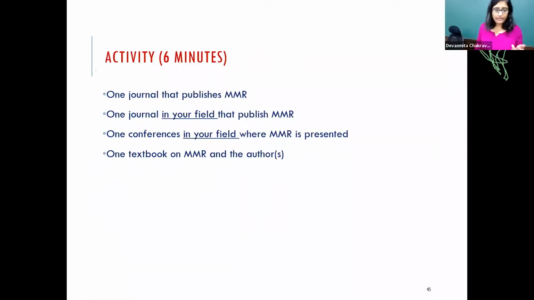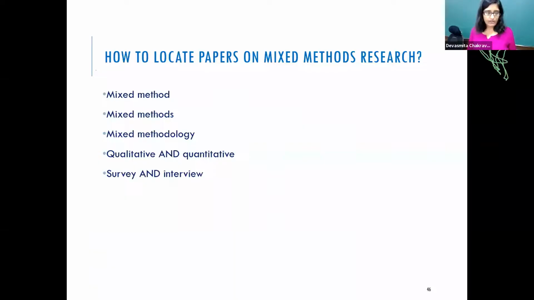Now, while you're doing it, I'll quickly tell you how to locate. You already know how, because we've looked at the titles. I look up mostly on Google Scholar. I use the words mixed method, mixed methods, mixed methodology. Then I also put them within quotes or use the plus sign, and I do qualitative and quantitative, because, like you saw, not all papers use the term mixed methods. Or I do survey and interview.